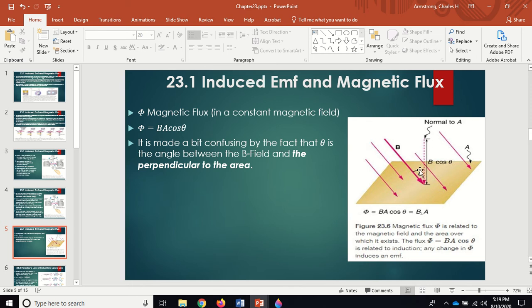They did it that way. They could have done it the other way, just said sine, but they did it this way. I think there's a reason for it that would show up if we got more in-depth in this. It is made a bit confusing by the fact that theta is the angle between the magnetic field and the perpendicular to the area, not to the area itself.